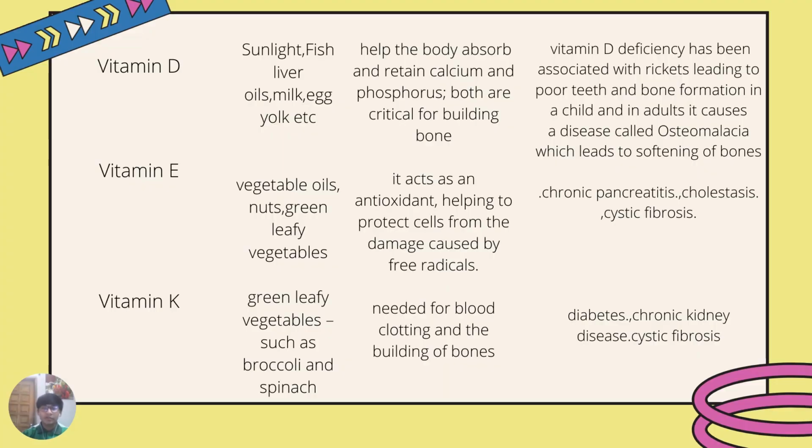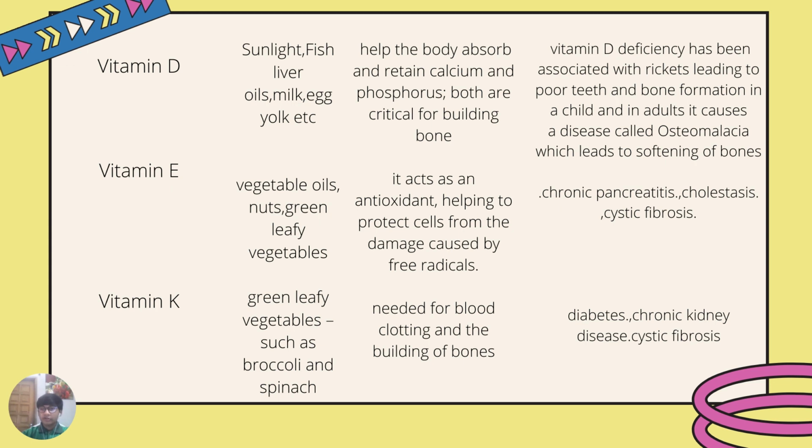Moving on, vitamin D. Sunlight, fish liver oils, milk, egg yolk, etc. are some sources of this vitamin. Now, the thing is that if we get enough sunlight throughout our day, we don't need any food which gives us vitamin D, because sunlight converts a natural substance called ergosterol in our skin to vitamin D. So someone who gets enough sunlight does not require the foods which give us vitamin D.